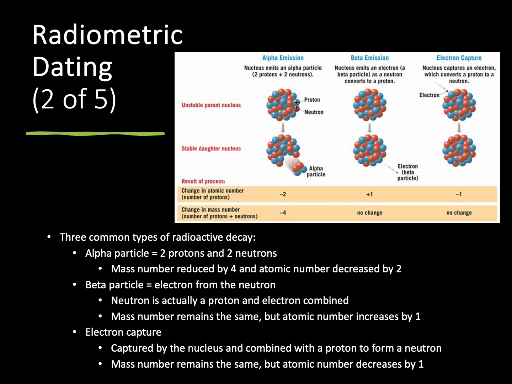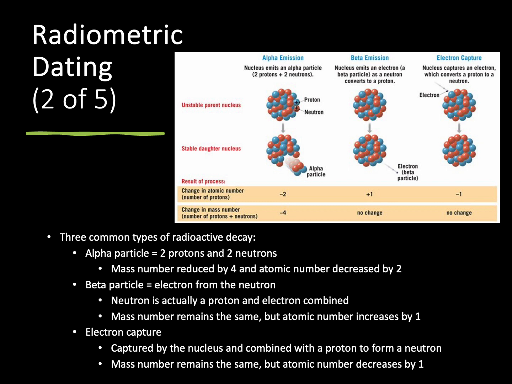But we're getting rid of 4 particles that have mass, so it's going to reduce the mass number of this atom by 4. Our second type of radioactive decay is called beta emission, which is shown here in the middle. And this one's a little bit different because we actually see that it's a proton and an electron combining and forming a neutron. So here the mass number is going to stay the same because we're not changing the mass. But instead we're going to see that the atomic number increases by 1.